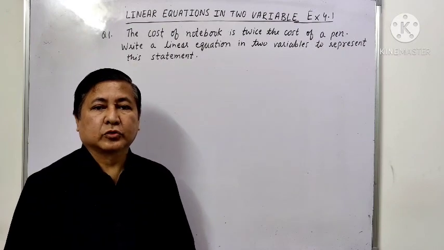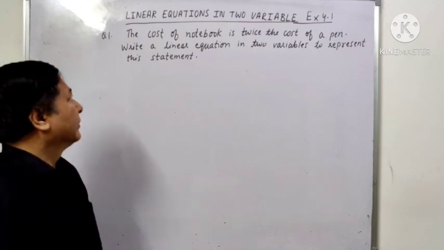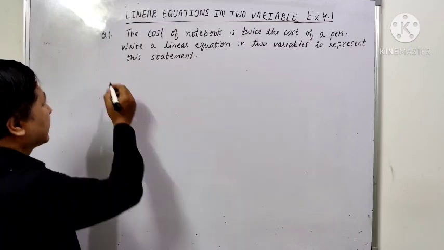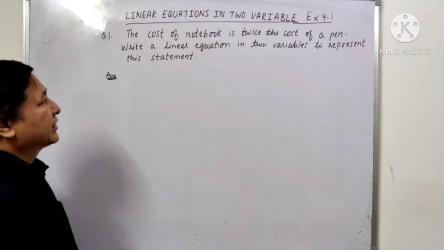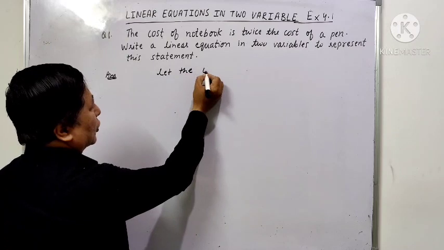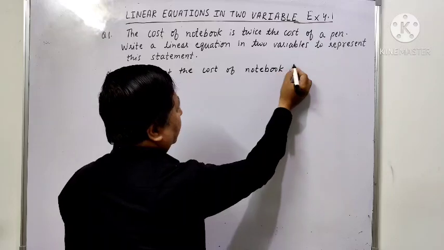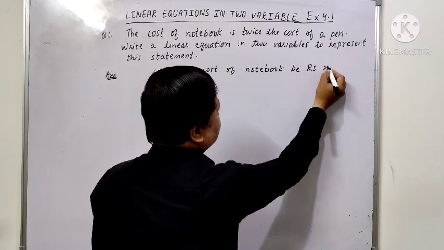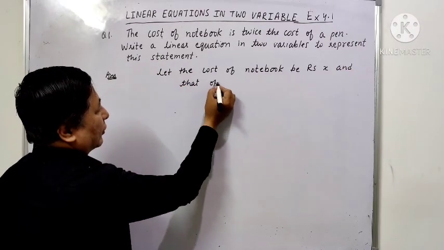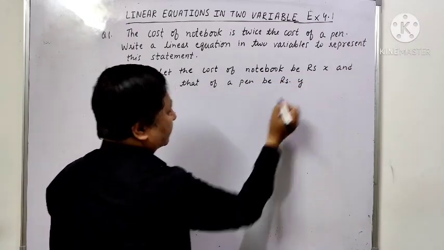Now let us solve question number 1 of exercise 4.1. The cost of a notebook is twice the cost of a pen. Write a linear equation in two variables to represent this statement. So let us take the cost of a notebook be rupees x and that of a pen be rupees y.